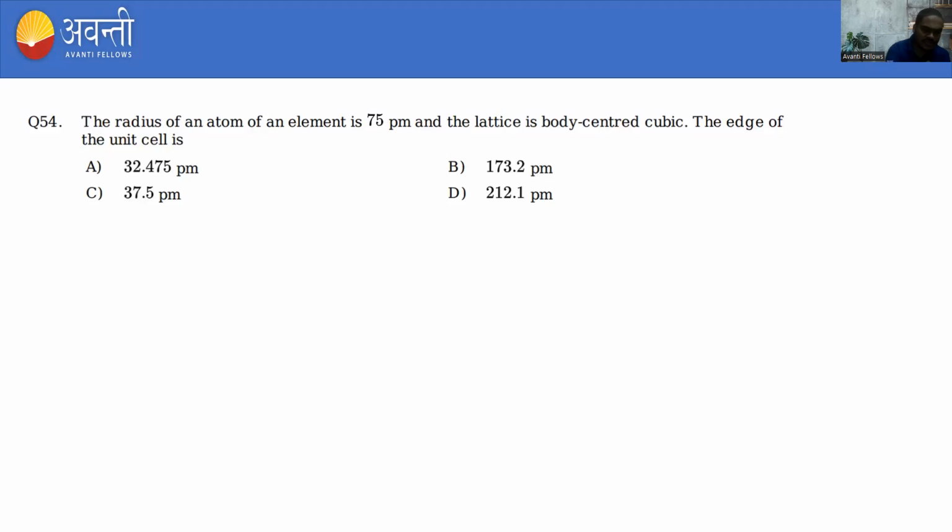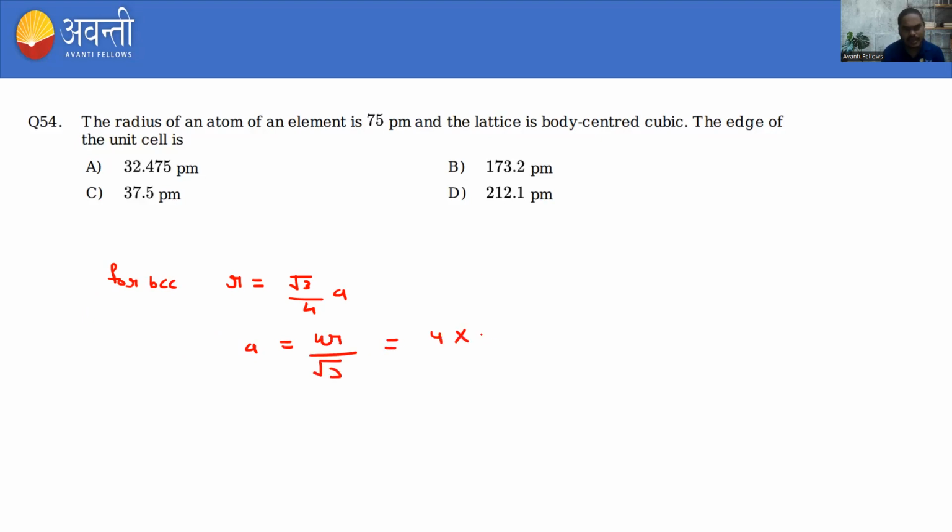So we know a very basic formula for the BCC. For BCC, R comes out to be root 3 by 4 times A, and this A you need to calculate. So what is the value of A? A comes out to be 4R divided by root 3. So just put the value.